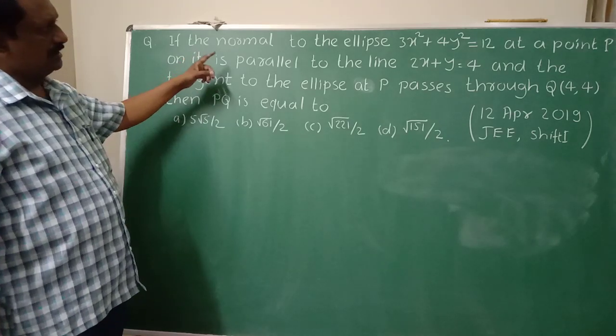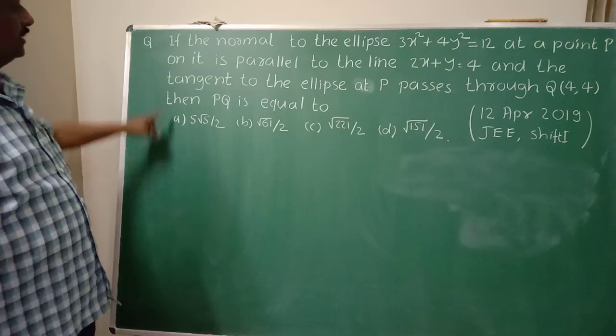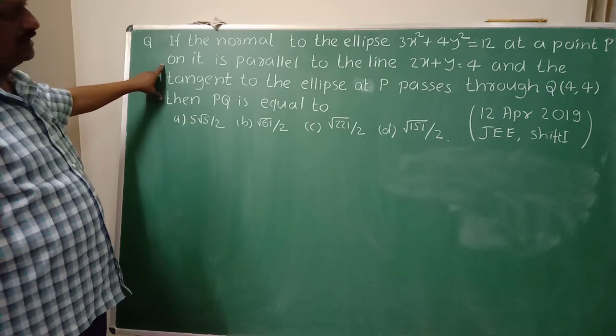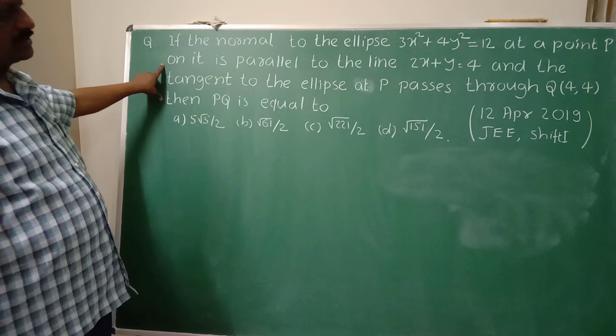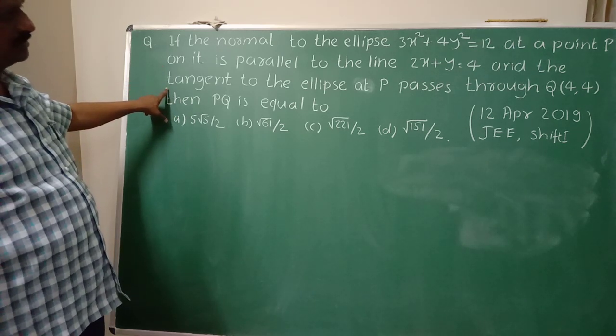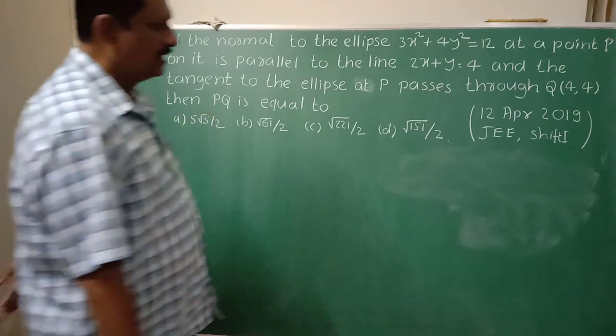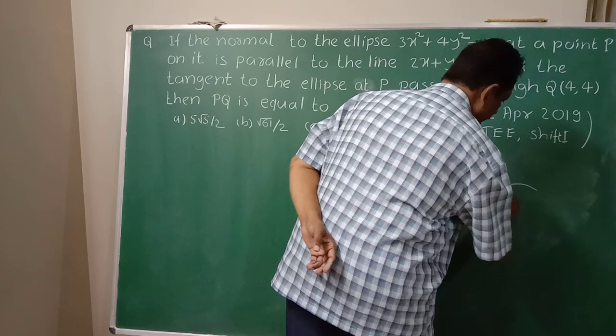If the normal to the ellipse 3x² + 4y² = 12 at a point P on it is parallel to the line 2x + y = 4 and a tangent to the ellipse at P passes through the point Q (4, 4), then PQ is equal to what here? Okay, so there is an ellipse here.